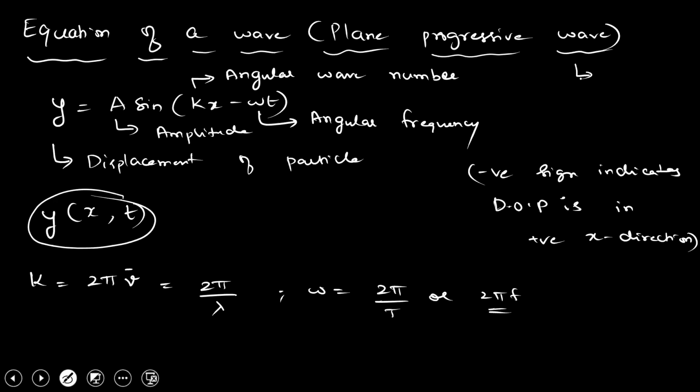I hope you made a note of it. The progressive wave may be transverse or longitudinal. For both, it will be the same. Basically, if I have to give you a definition of wave, knowledge is progressive.